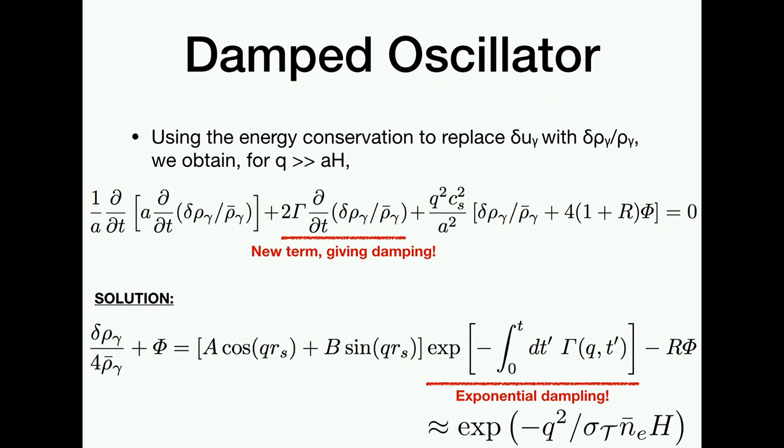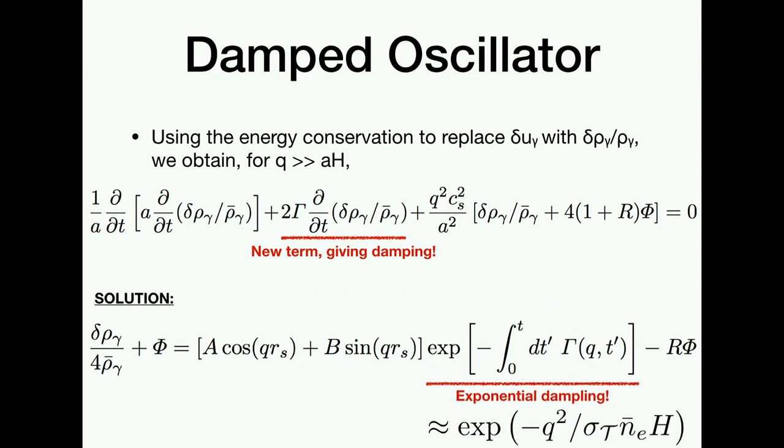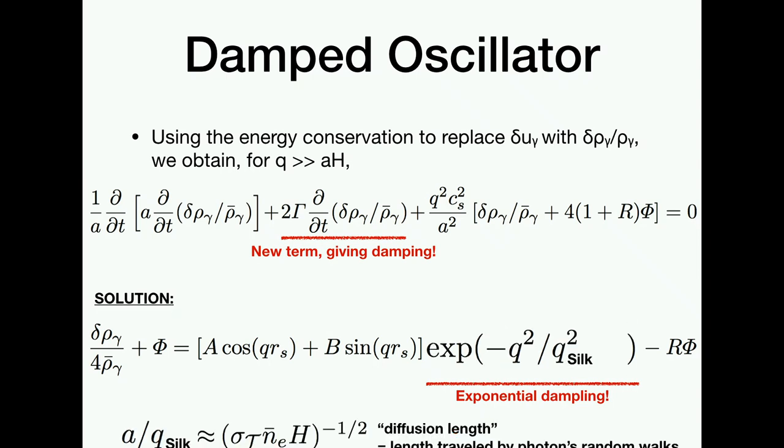And now the solution is not just a wave equation with this term here. Now this cosine and sine will be multiplied by exponential damping. That's what the friction does. The exponent would be the damping factor integrated over time. Now you can schematically write this. Time is 1 over Hubble, so that's 1 over H here. Gamma had Q squared here, and gamma also contained 1 over sigma T n_e a, the mean free path. So you have Q squared times mean free path times Hubble length. So that will give you the characteristic damping scale called the Silk damping scale.